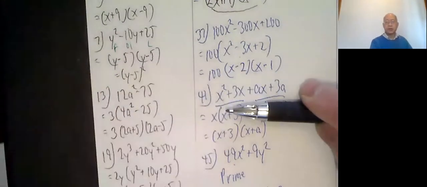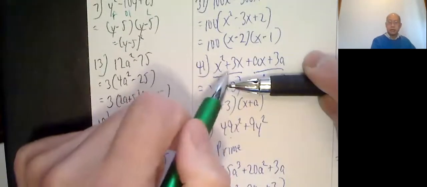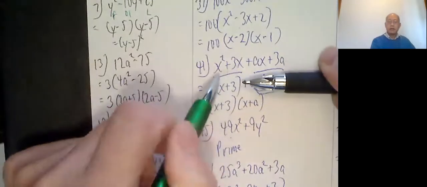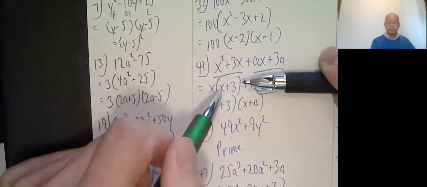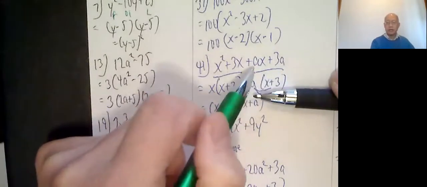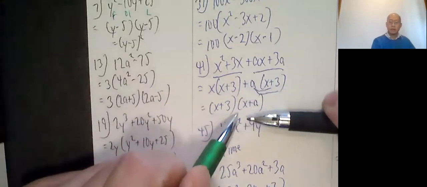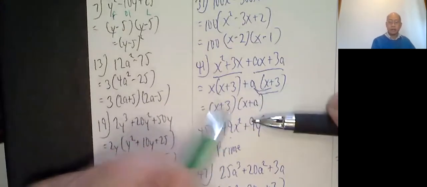41, there's 4 terms again, so that's most likely going to be grouping. So do them pairwise. Look at this, look at this. Factor out an x, x plus 3. Okay, so we know the way the game works. This should also have an x plus 3, and it does. Plus a times x plus 3. Factor out the x plus 3, and we have leftover x plus a. You can check with FOIL.